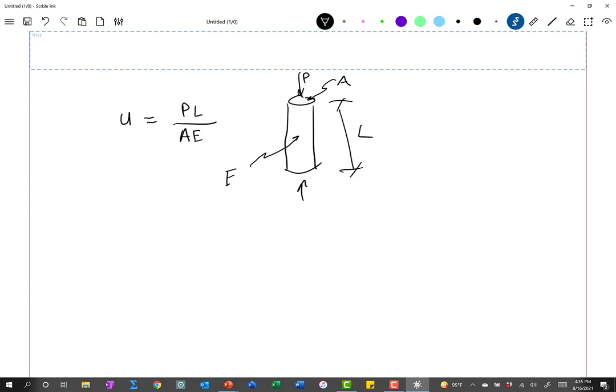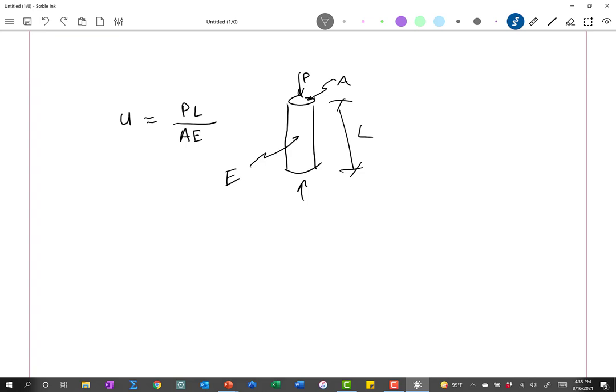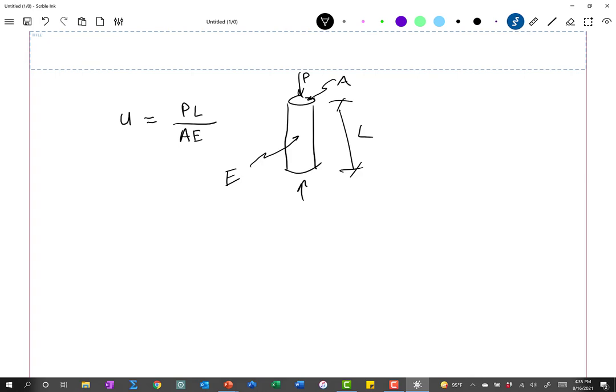So if we have a material of elastic modulus E and we load it with a force P, we can predict a displacement. But all of that is based off this fundamental law that the normal stress on this material, which is essentially P over A, is equal to the modulus of elasticity times the strain of the material, okay?